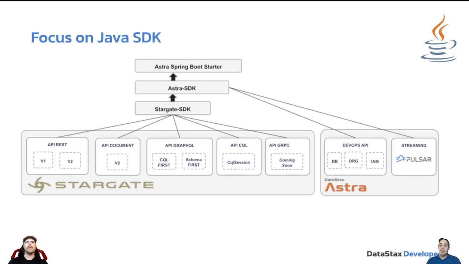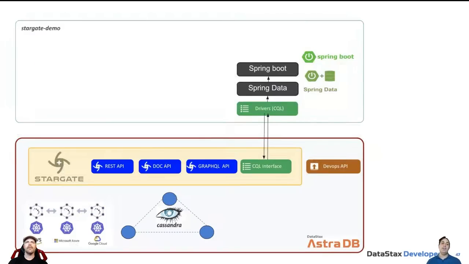Because in Astra, there are some DevOps APIs to create a database from the API, create a new region, create a role, new profile, create some security links, just to create some privacy between you and the database, secure everything.